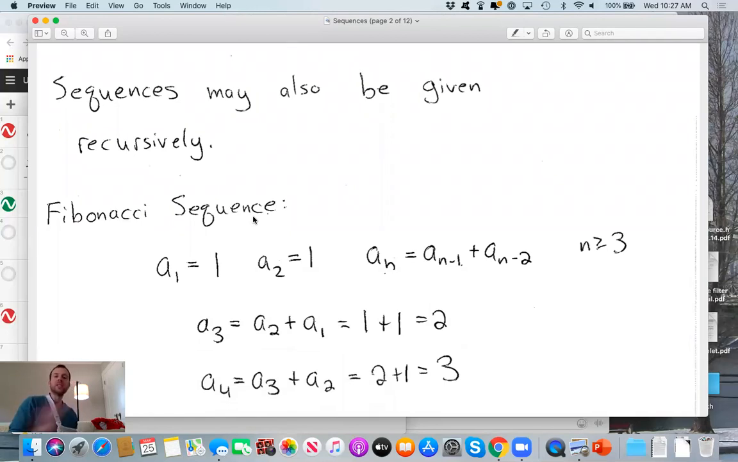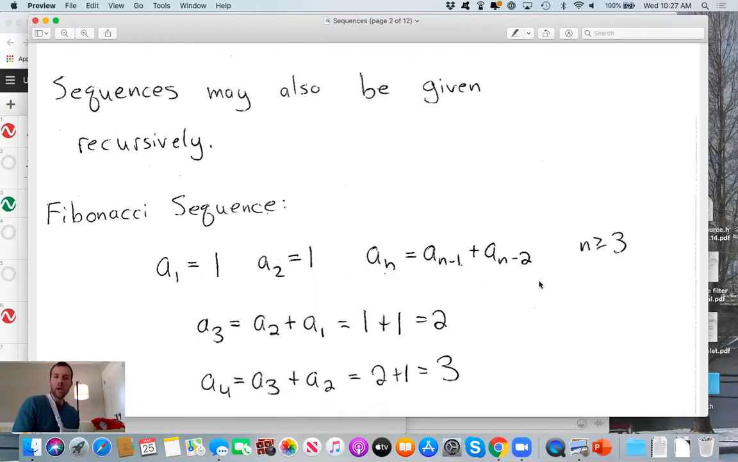So the way that this sequence is presented is we're told the first term of our sequence is 1, the second term of our sequence is also 1, and from that point on, if you want to know a term of the sequence, the nth term, take the term right before it and the term 2 before it and add those together.